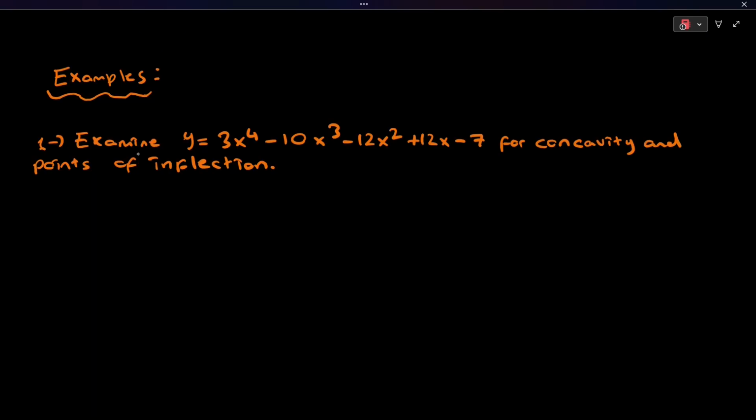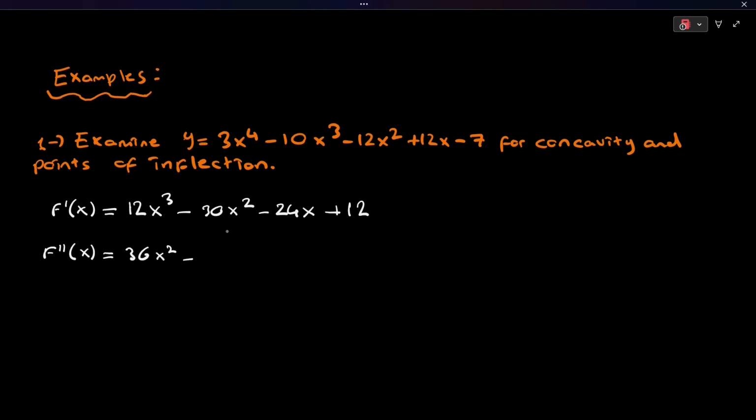Now let's see examples. Examine the given function for concavity and points of inflection. I need the second derivative. The first derivative is 12x cubed minus 30x squared minus 24x plus 12. The second derivative is 36x squared minus 60x minus 24, set equal to 0 because I need the sign table of it.